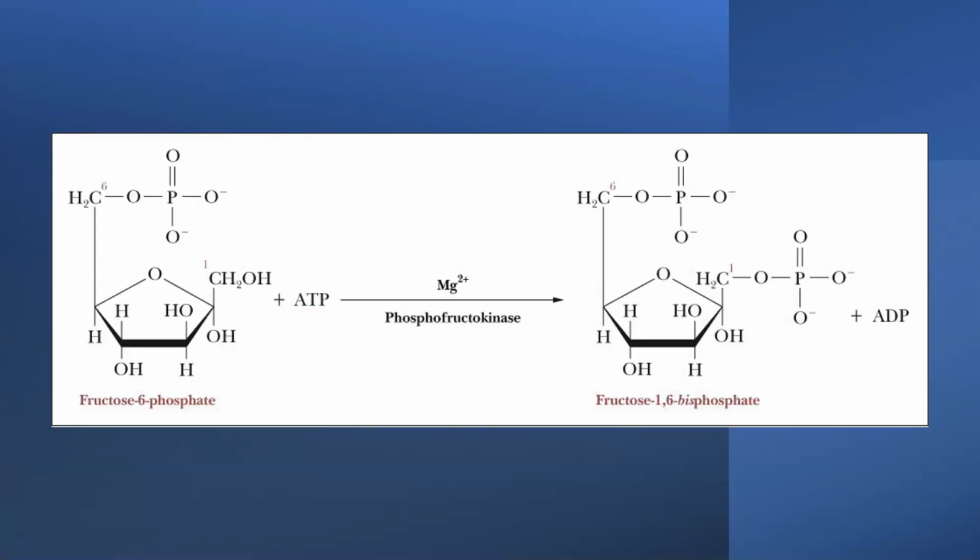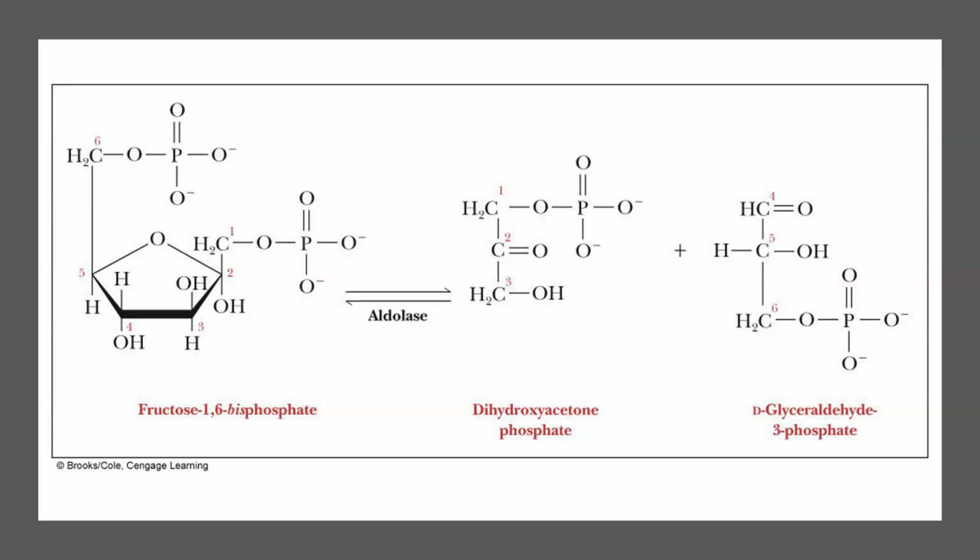Step 3 is our second phosphorylation reaction. Fructose 6-phosphate is phosphorylated to fructose 1,6-bisphosphate. The enzyme is PFK, or phosphofructokinase, and this is our second regulated step. Phosphofructokinase is allosteric, and it is inhibited by ATP levels. Step 4 is our cleavage reaction. Here, fructose 1,6-bisphosphate is cleaved by aldolase into dihydroxyacetone phosphate, or DHAP, and glyceraldehyde 3-phosphate, or GAP.